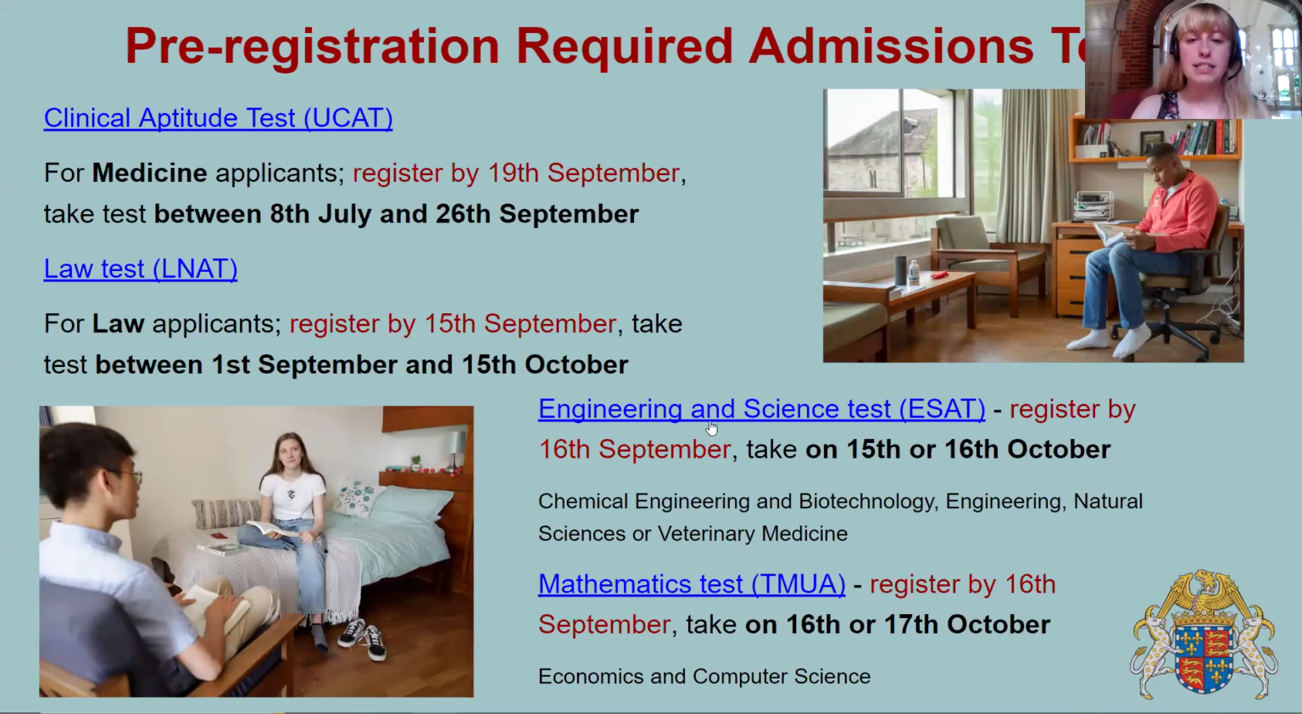And then finally, the maths test, which is called TMUA, this is for economics and computer science applicants. So the TMUA, you need to register by the 16th of September, and you would take that test on either the 16th or the 17th of October. What I've not included on this page, because it's slightly different, is the test for maths applicants for Cambridge. That's called the 6th term examination paper, STEP. That is a test that you take when you take your A-levels in year 13.